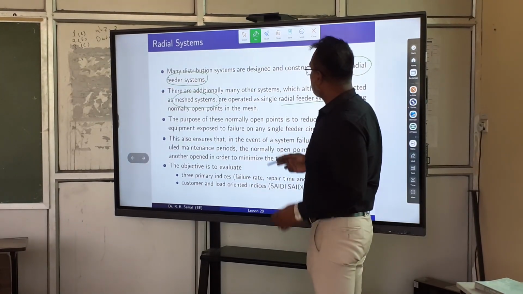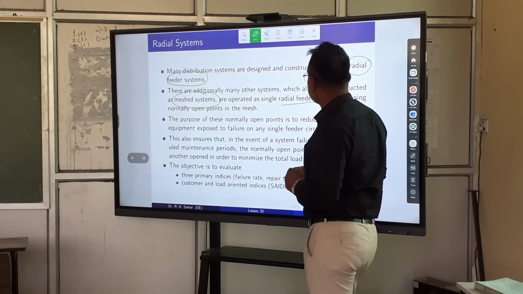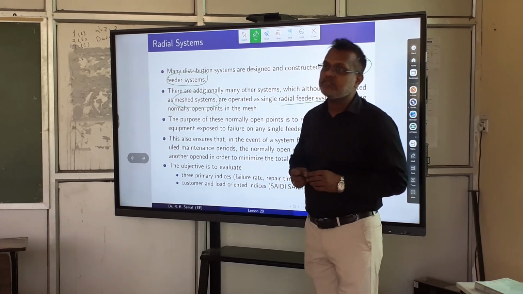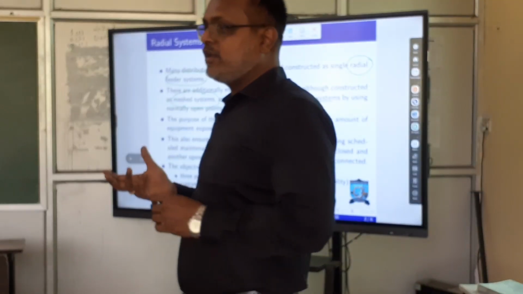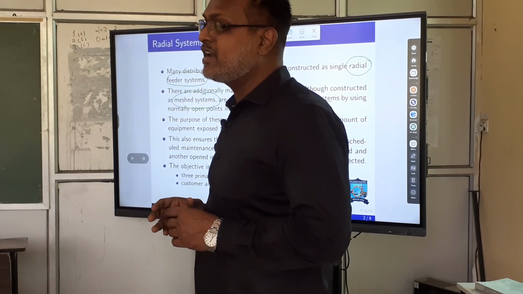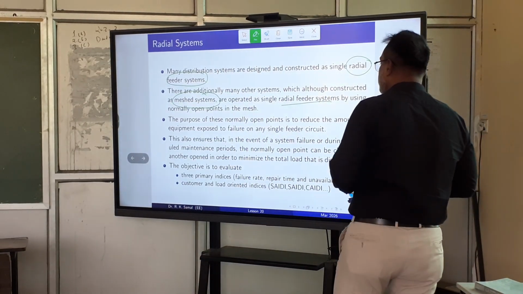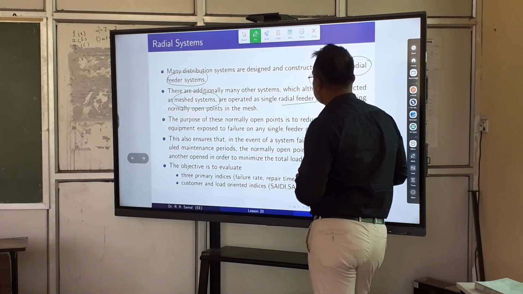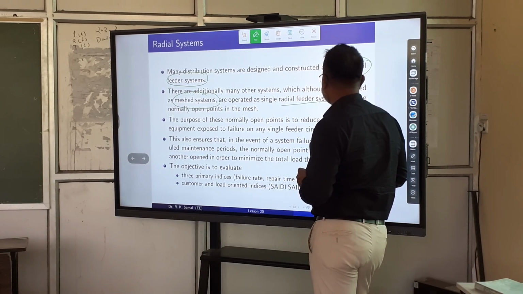The purpose of this normally open point is to reduce the amount of equipment exposed to failure or any single fault. The advantage of a mesh system is that if there is some power failure or component failure, you can have an alternate route. But it is very complicated. Also, in case of a single component failure, a normally open point can be closed and another opened in order to minimize the total load lost.